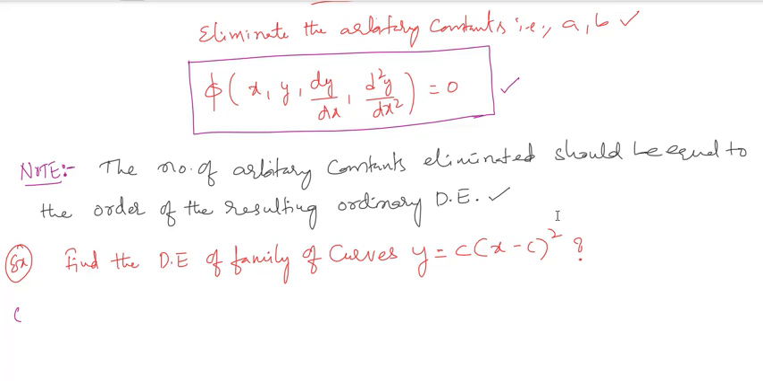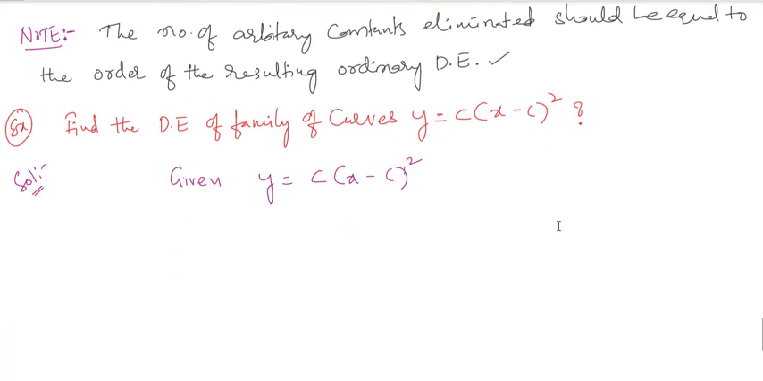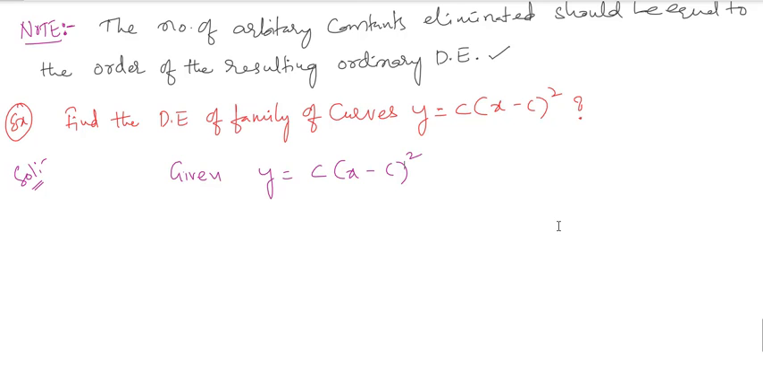First, after being given the question, you have to observe how many constants there are. According to that number of constants, you have to differentiate. Am I correct or not? So here, if you observe properly, the given equation is y is equivalent to c into (x minus c) whole square. That is what they had given, yes or no? So according to that, you have only one constant, so differentiating one time is more than enough.